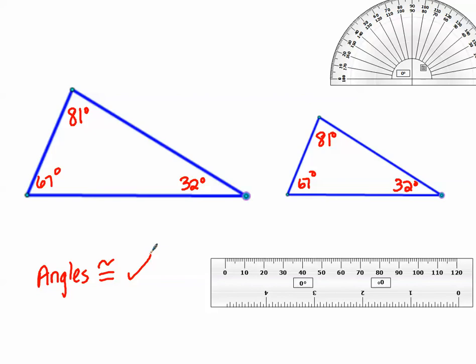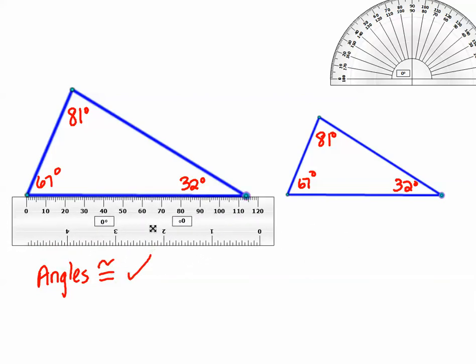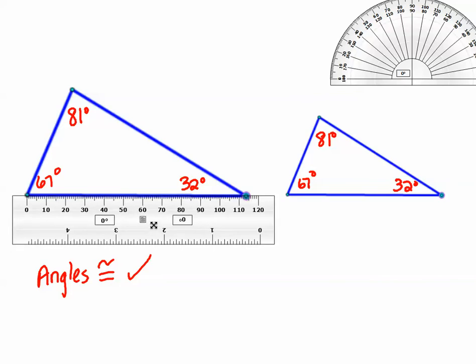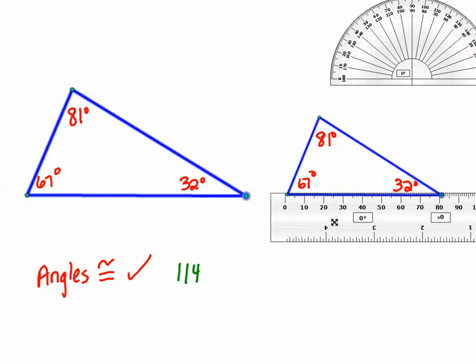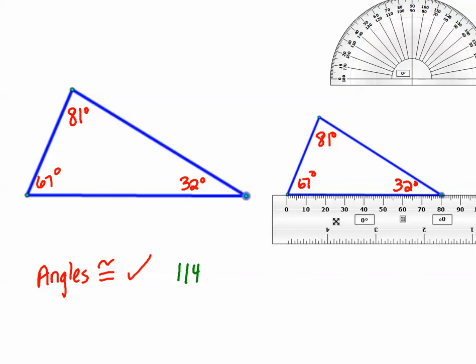Let's check out what happens to the length of the sides. So I've got my ruler here, and I'm going to start by measuring this side, and it looks like this longest side is approximately 114 units long. That's the longest side. The longest side of the other triangle, definitely not the same size, looks to be about 81 units long.